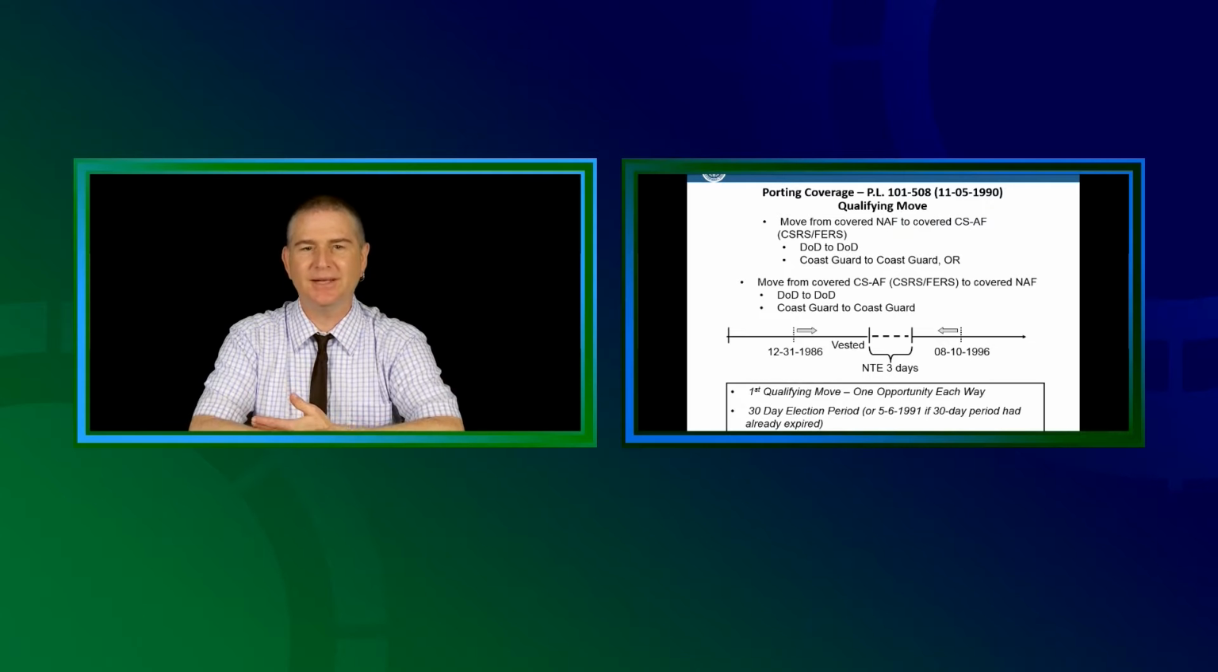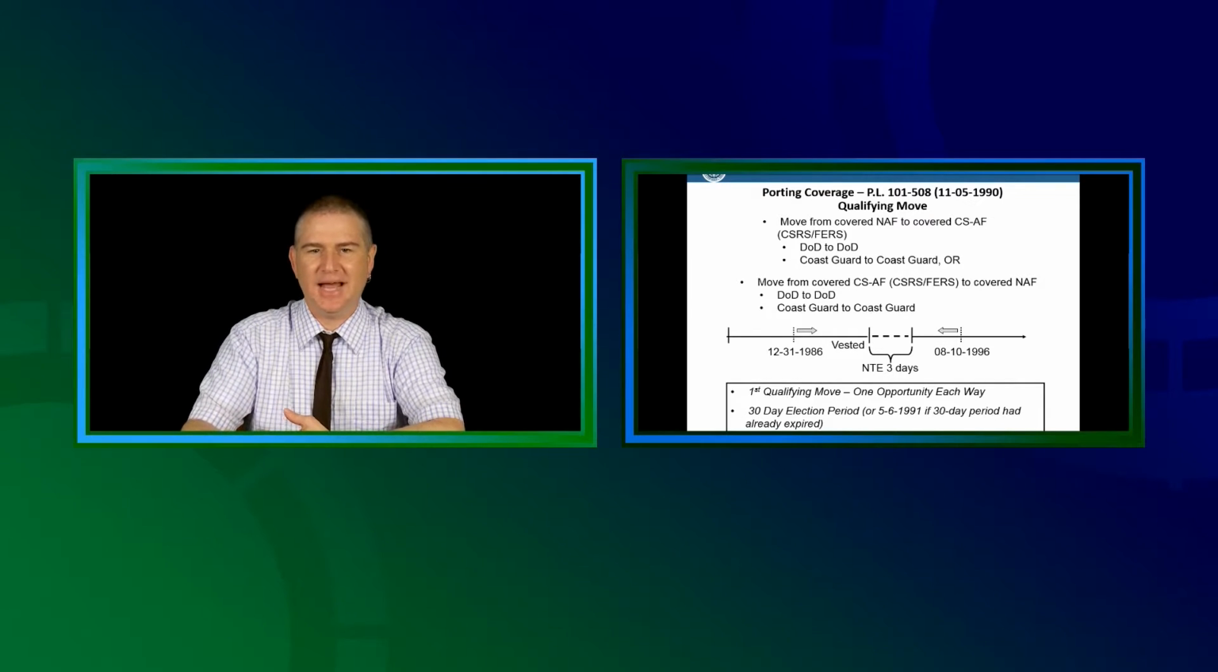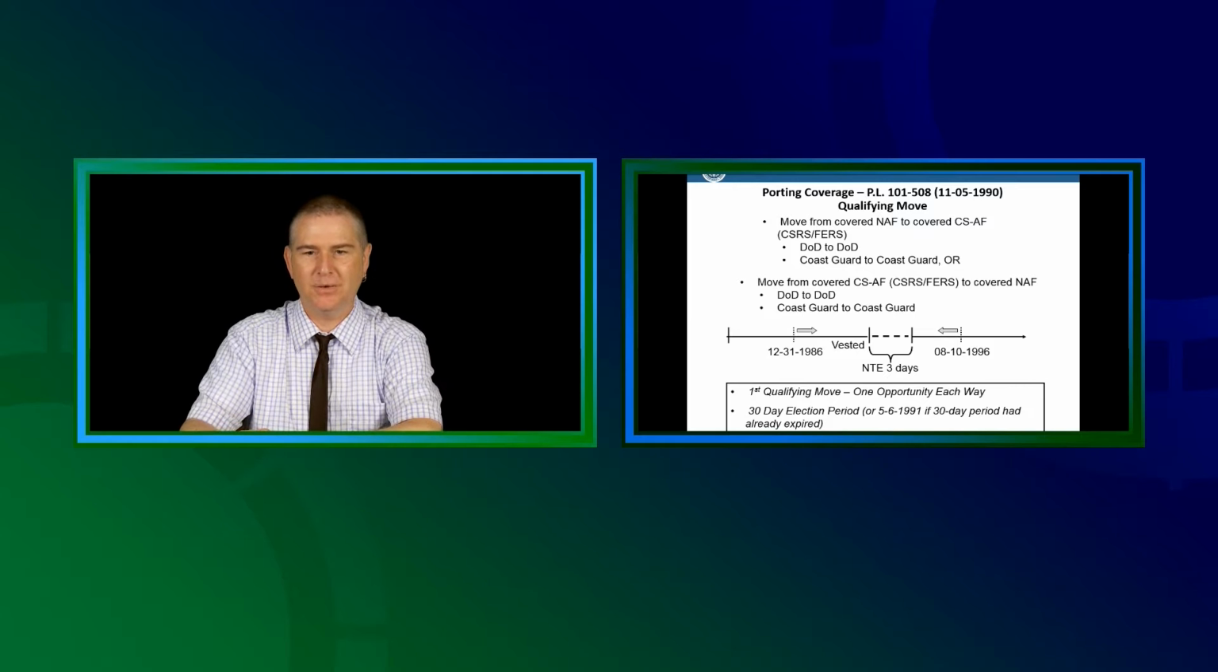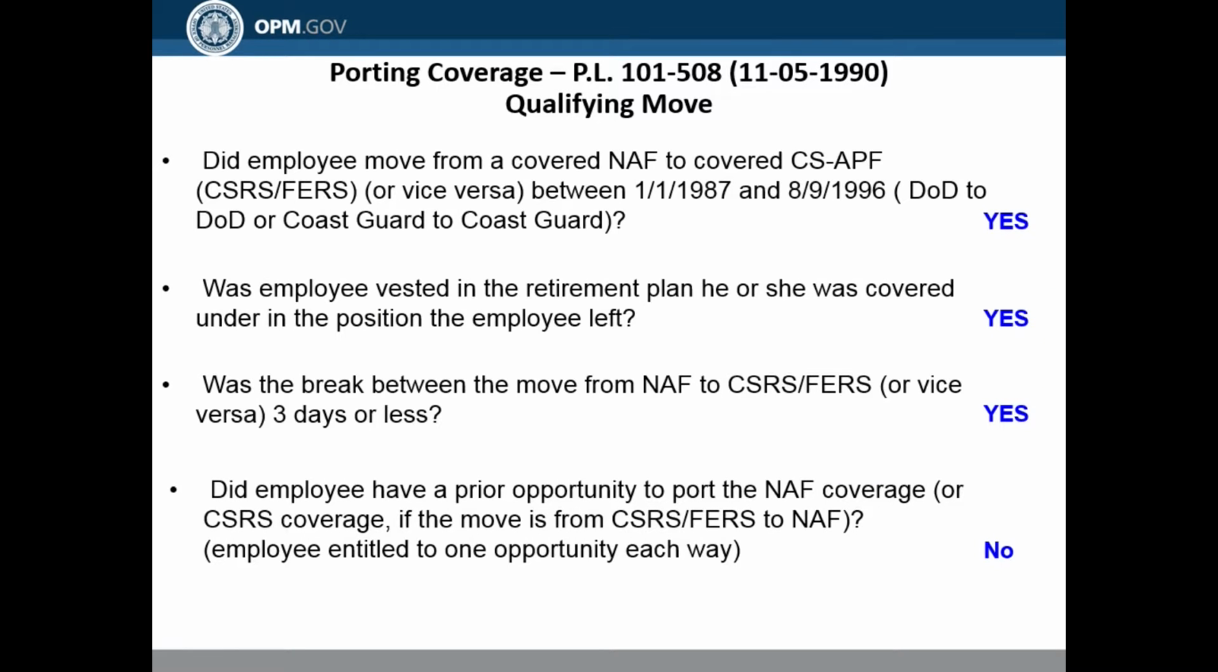so that's really the key here. Okay, so that's what you need to be aware of. That you had to have been vested in that plan. It had to be after 12/31/86, a break of less than 3 days, and that move would have had to have occurred prior to 8/10/96.